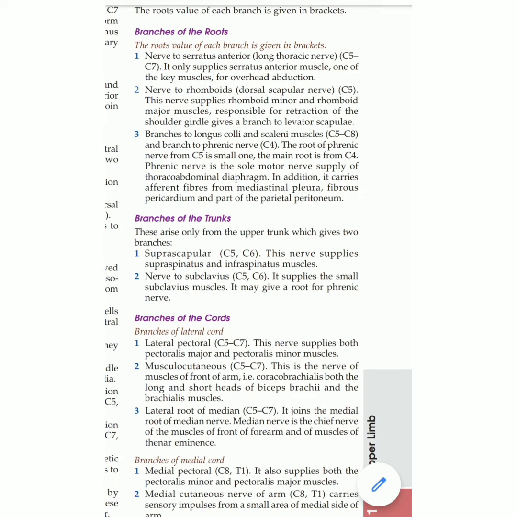Branches of the trunks. These arise only from the upper trunk, which gives two branches. 1. Suprascapular nerve, C5-C6. This nerve supplies the supraspinatus and infraspinatus muscles. 2. Nerve to subclavius, C5-C6. It supplies the small subclavius muscle. It may give a root for the phrenic nerve.